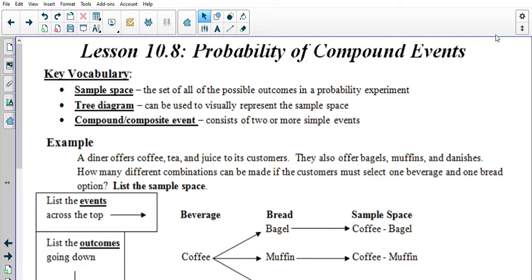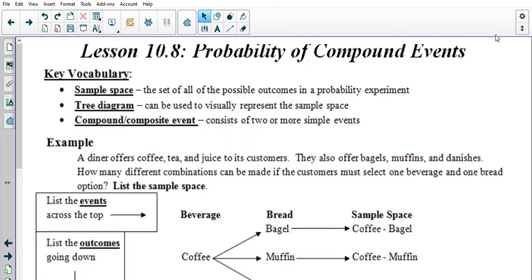A tree diagram is one way to visually represent the sample space. This tends to work out a little bit better when we have a small sample space versus a really large sample space. Because when we talk about compound or composite events, just like when we talked about composite figures, they consist of two or more simple events, like composite figures were two or more shapes put together. So if we talk about some compound events, that could be rolling two dice, which has 36 possible outcomes. Not a huge number of outcomes, but the tree diagram can get really complicated for that.